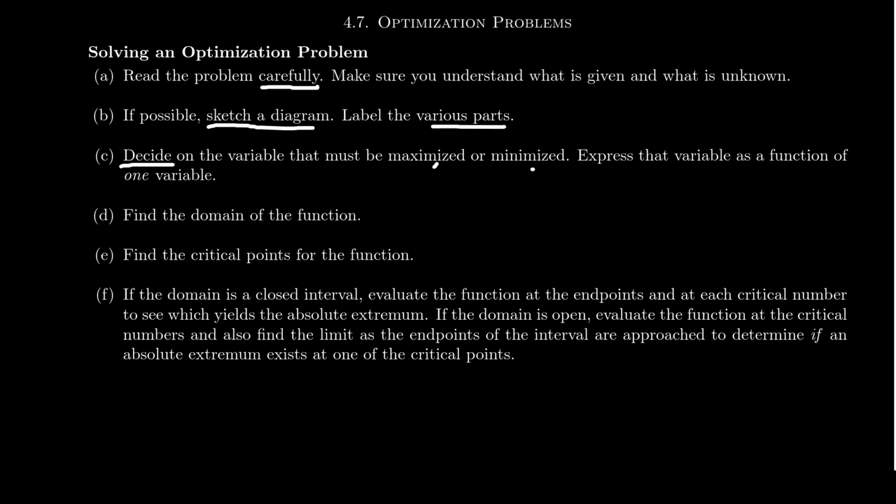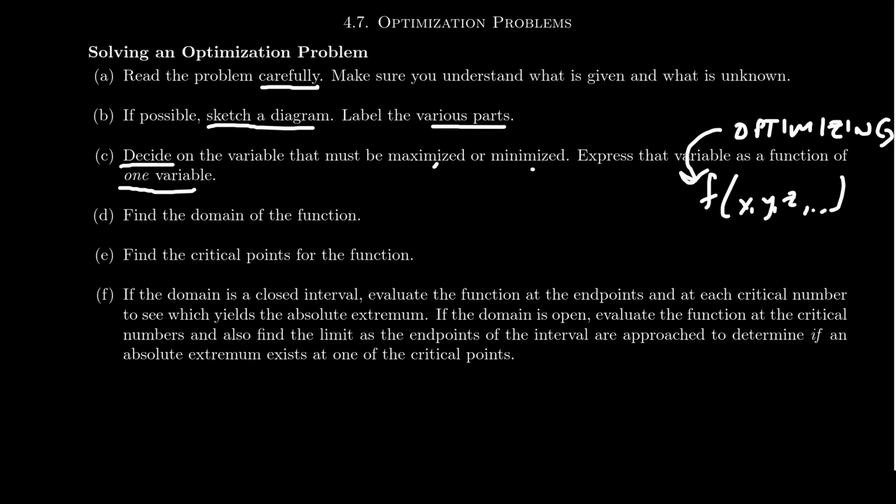We can come up with an optimizing function. This is our function f of, well, there could be lots of variables, x, y, z, etc. We're trying to optimize this guy right here, f of this. Now, this is single variable calculus. We're not going to be having a lot of variables floating around here. In particular, can we write this optimizing function as one variable? And sometimes that's not going to be exactly obvious how to do that.